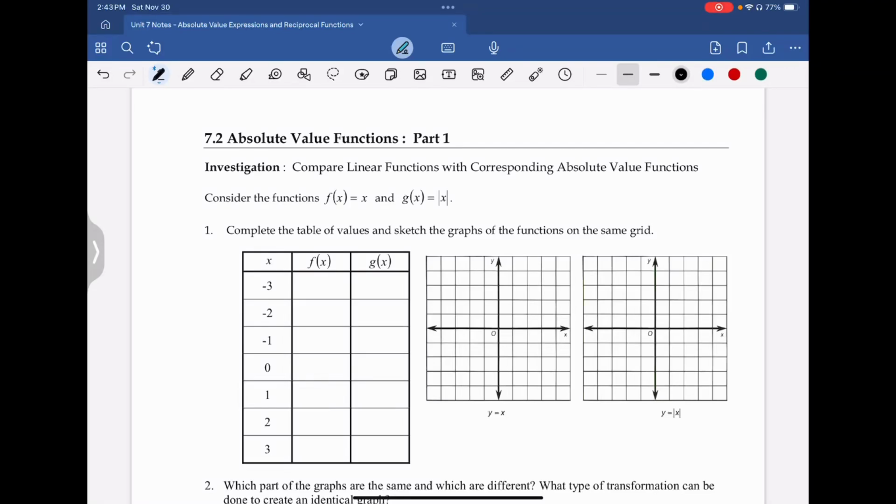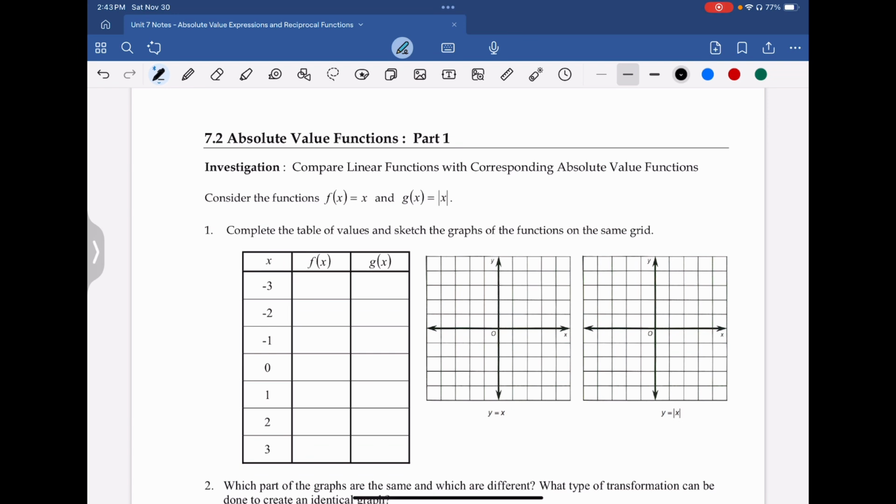All right, so now we move on to lesson 7.2, which is absolute value functions, and we're going to start off with dealing with linear functions. In part two, we'll deal with quadratic functions, but for now, we want to stick to linear, build all our fundamentals out, just like we did with reciprocal functions in 7.4, and then we go to quadratics once we have the fundamentals here.